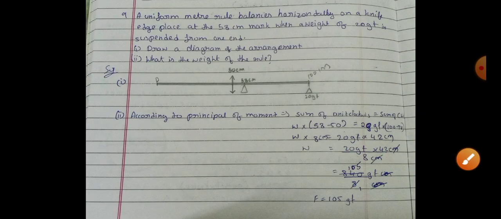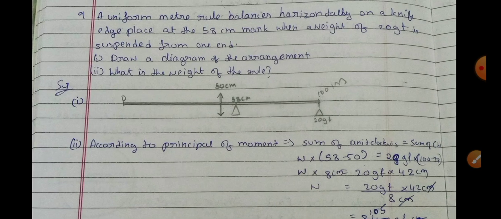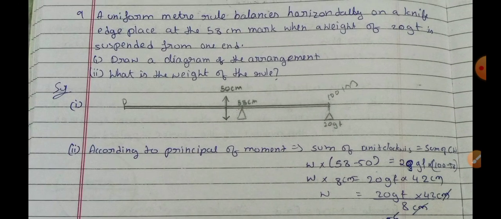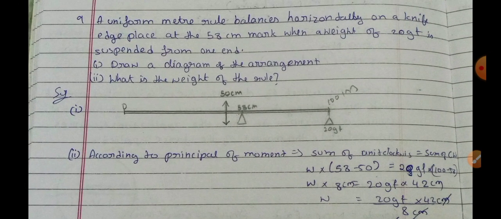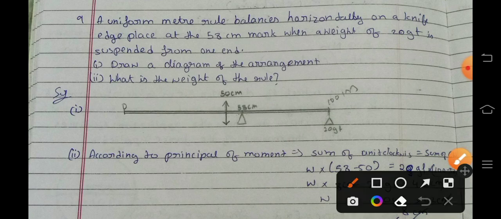Next question, the ninth one. A uniform meter rule, again, uniform meter means it is 100 centimeter only. Remember, a uniform meter rule balances horizontally on a knife edge placed at the 58 centimeter mark when a weight of 20 gram force is suspended from one end. In this, we have to draw a diagram of the arrangement and find the weight of the rule.